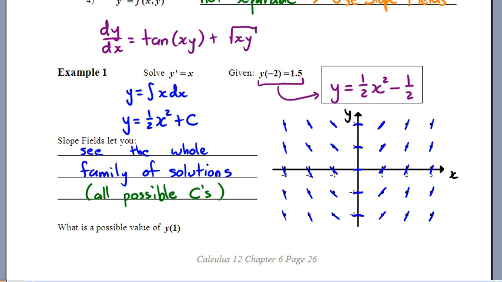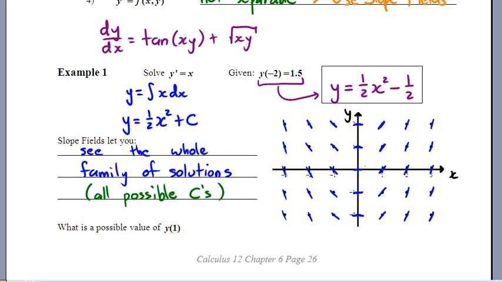You might look at it and go, well, what good is it? Well, these are like little weather vanes, and they show me what the family of solutions looks like. Now, remember, we were able to do the antiderivative for this. It wasn't actually all that hard. And we saw that it's really just like 1/2 x squared, flattened out parabolas. This slope field says, yeah, I like that, flattened out parabolas.